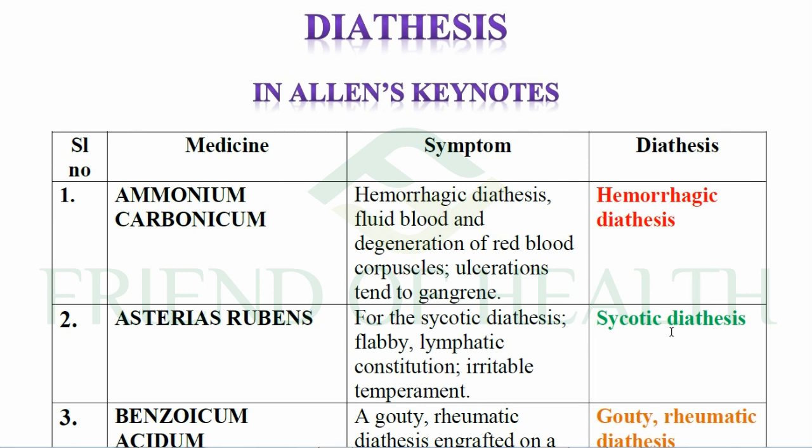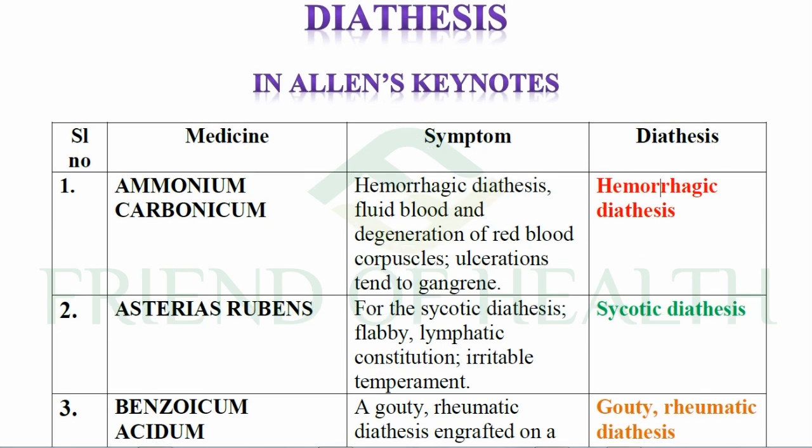We will come to the symptoms and presentation of those. Here the lines you should not forget, the keywords, are red blood corpuscles. It's not mentioned in many remedies, only in 1 or 2 places. So Ammonium carb: degeneration of red blood corpuscles, fluid blood and hemorrhagic diathesis. These things you should remember.